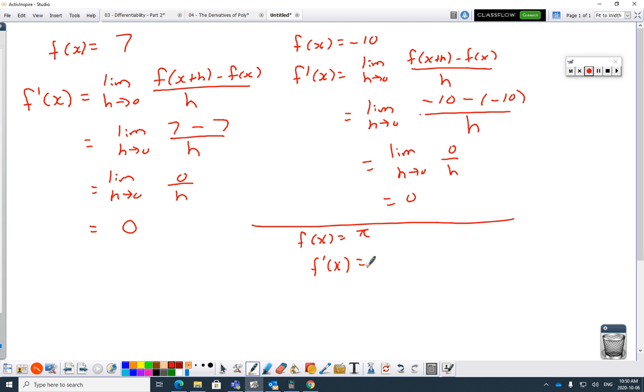Definition of the derivative is just m tangent that we've been using. Limit as h approaches 0 of f at x plus h minus f at x over h. Here, when you sub in x plus h, you get pi. When you sub in x, you get pi.